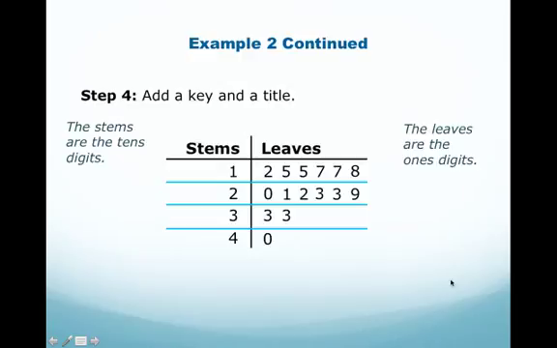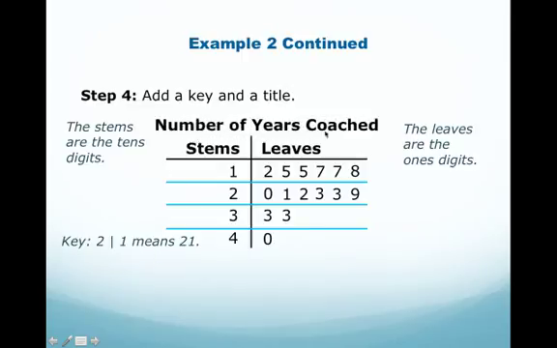So now we're going to add a key and a title. 2/1 means 21, and then our title is the number of years coached. And then we're going to answer our question, and the answer is 11 coached fewer than 25 years. So how do we know that? 1, 2, 3, 4, 5, 6, 7, 8, 9, 10, 11. 11 of the numbers are less than 25. So 11 coaches coached fewer than 25 years.